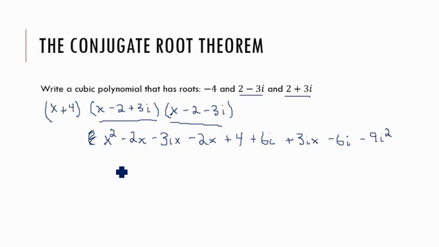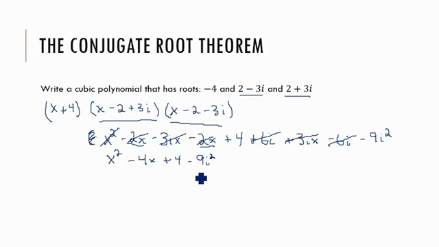Well, let's start to combine like terms. I got x squared, that one's taken care of. I have a negative 2x and a negative 2x. They're going to equal negative 4x. I have a negative 3ix and a positive 3ix. They're going to add to 0. I've got a 6i and a negative 6i. They're going to add to 0. I've got a plus 4 and a minus 9i squared.